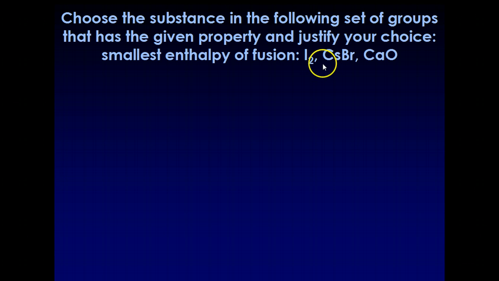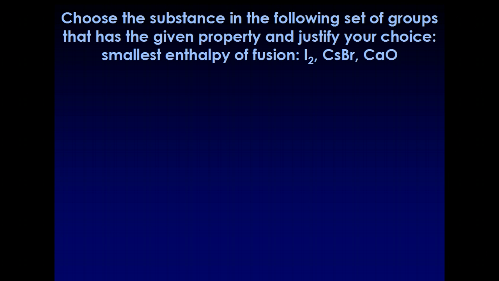We have I2, CsBr, and CaO, so cesium bromide and calcium oxide. Iodine is nonpolar, so it's just going to have London dispersion forces. CsBr and CaO are ionic compounds, and they are going to have electrostatic forces.